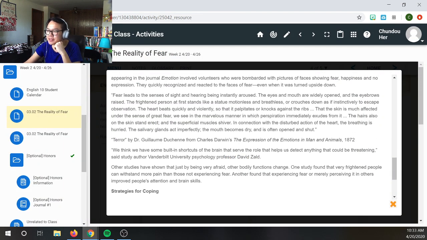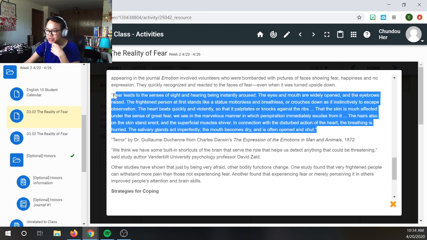So fear leads us to the sense of sight and hearing being instantly aroused. The eyes and mouth are widely open and the eyebrows raised. The frightened person at first stands like a statue, motionless and breathless, or crouches down as if instinctively to escape observation. The heart beats quickly and violently, so that it palpitates or knocks against the ribs. That the skin is much affected under the sense of great fear, we see in the marvelous manner in which perspiration immediately exudes from it. The hairs also on the skin stand erect, and the superficial muscles shiver. In connection with the disturbed action of the heart, the breathing is hurried, the salivary glands act imperfectly, the mouth becomes dry and is often open and shut.